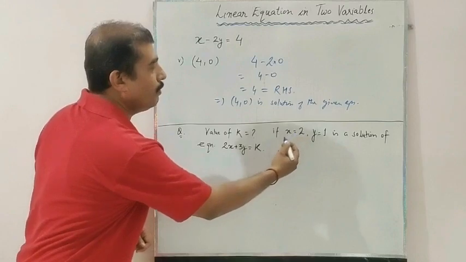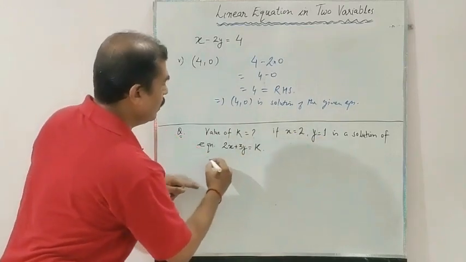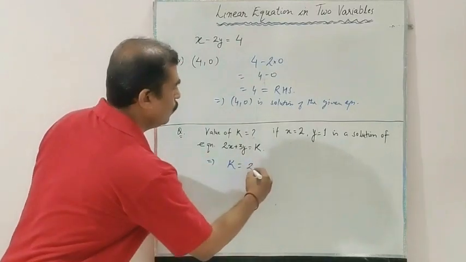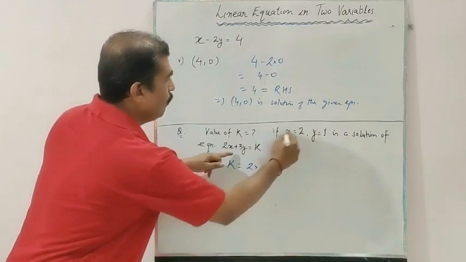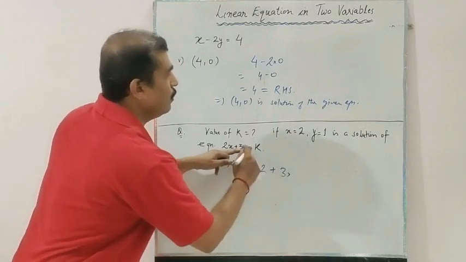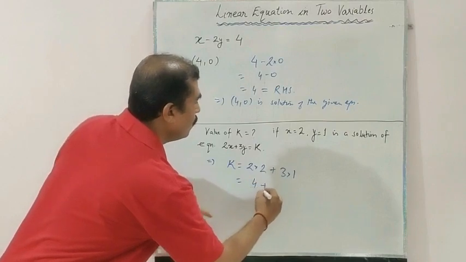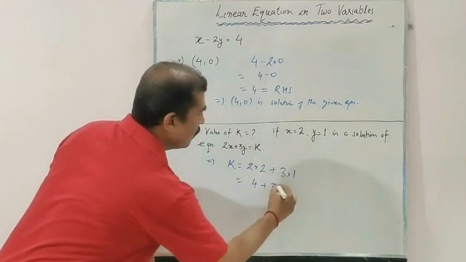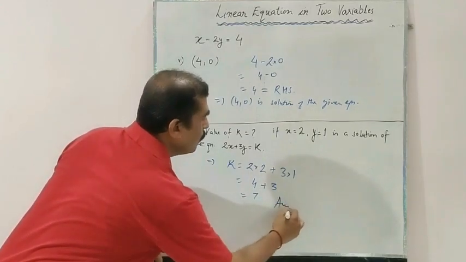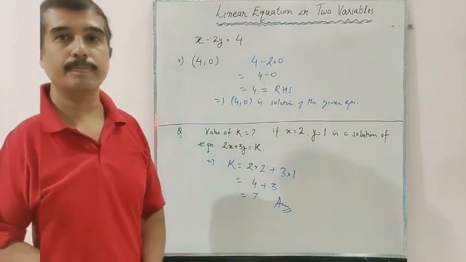So we will put the value of x as 2 in the given equation and the value of y as 1, which implies that k is equal to 2 into 2 plus 3 into 1, that is 4 plus 3. It means that the value of k will be 7, which satisfies the given equation.